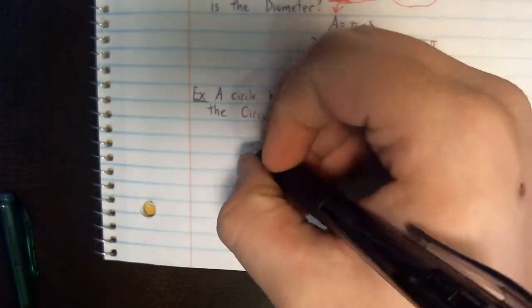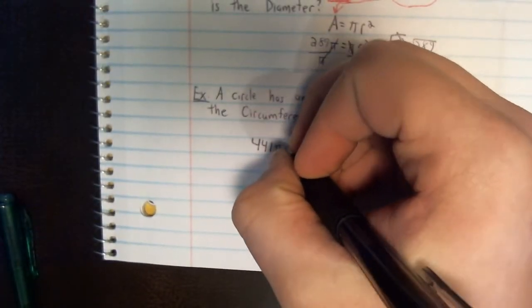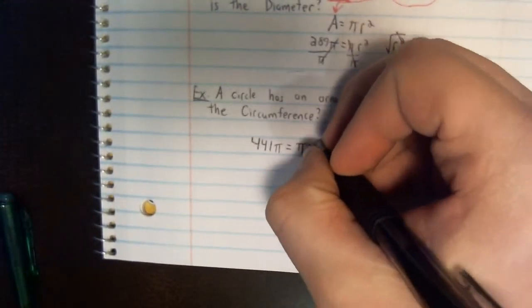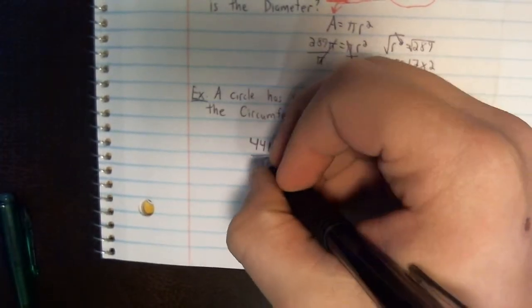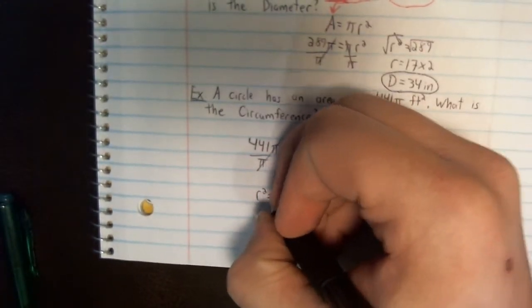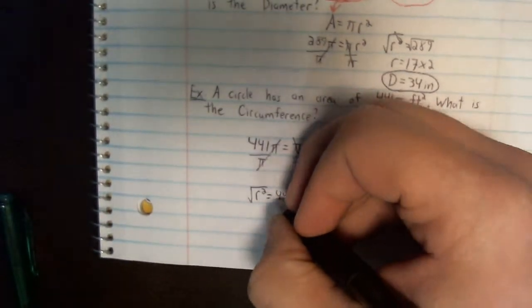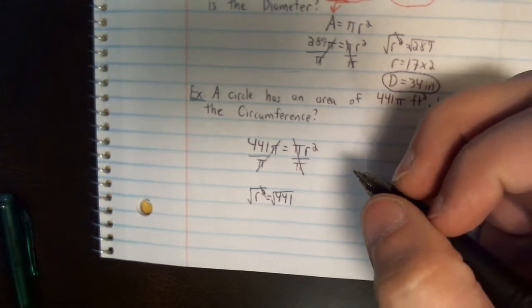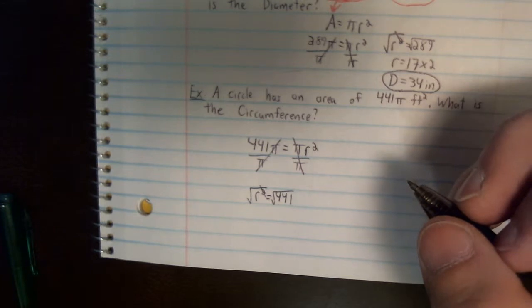Hopefully you remember that we're going to plug in that number 441 pi. We're going to plug that in for the A part of our area formula and keep the pi r squared. Here I want to divide by pi on both sides. That leaves me with r squared equals 441. We're going to have to take the root of both sides. So we want to do the square root of 441, which gives us 21.